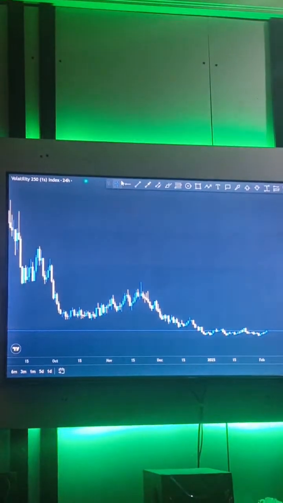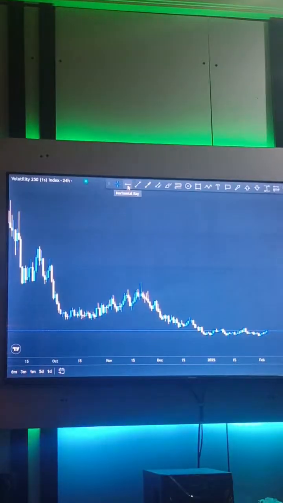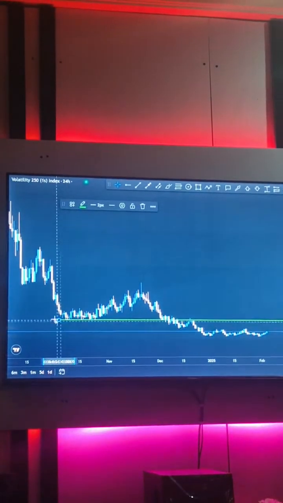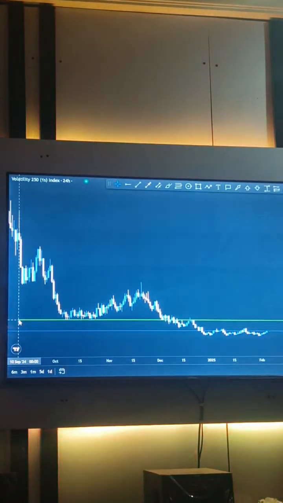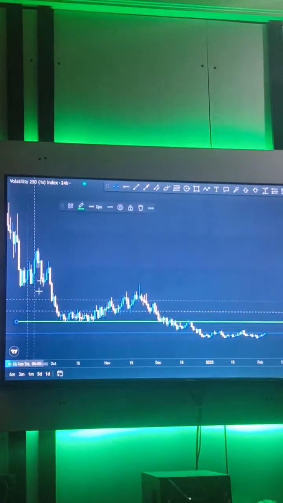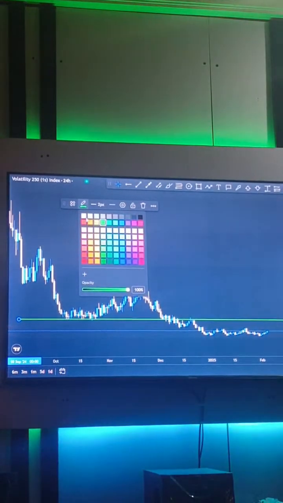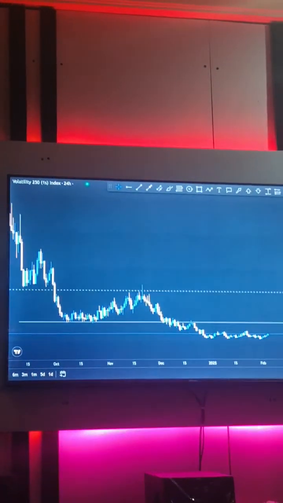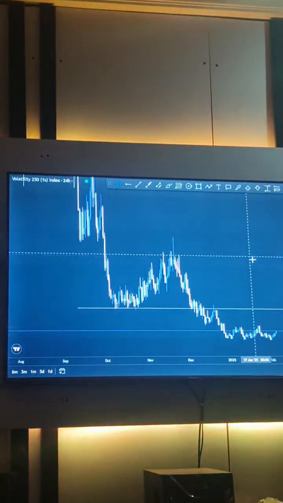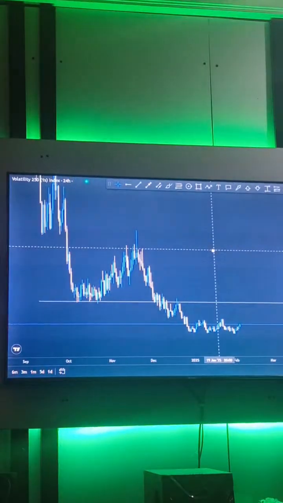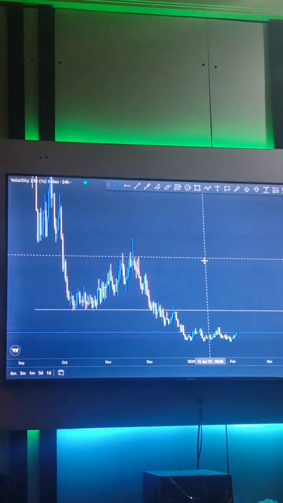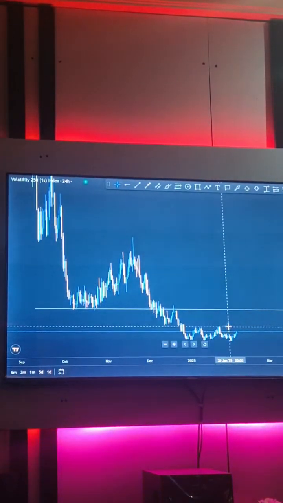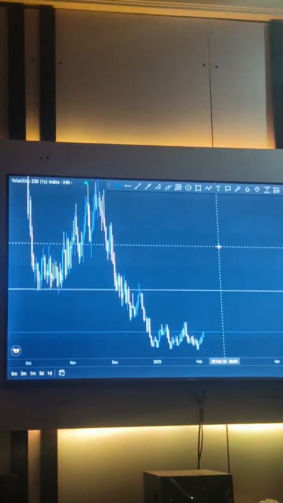I'm going to be using this tool, the horizontal ray. I'm going to be doing this first. You can see what I'm doing. Then I'm going to blur it. See what I did there? All I did was mark another level of support. So keep on marking another one you see. Make sure you mark close to the price.